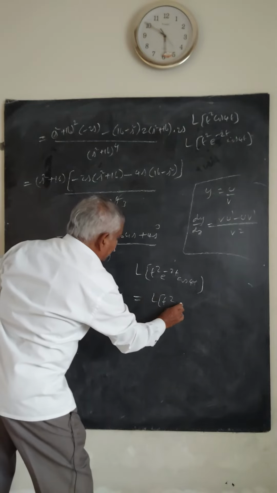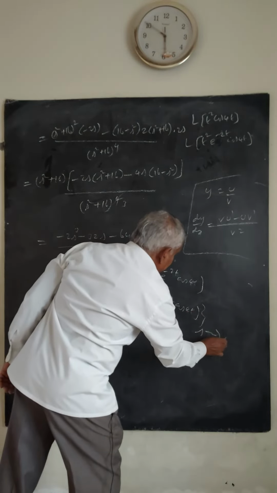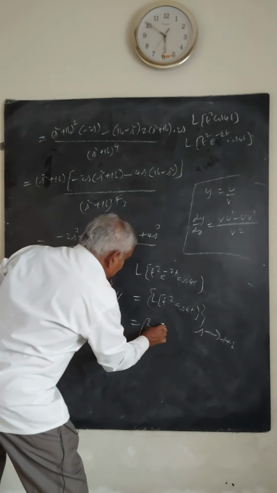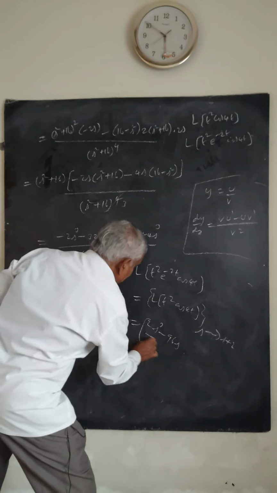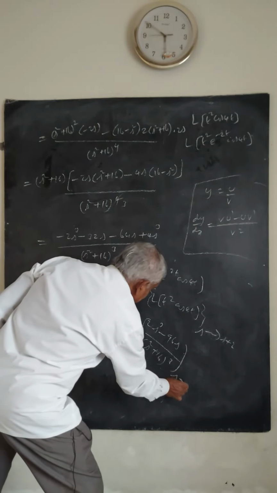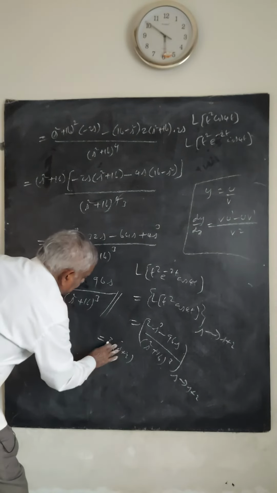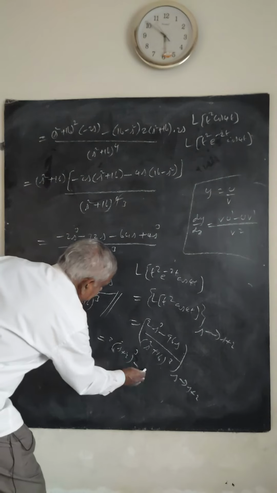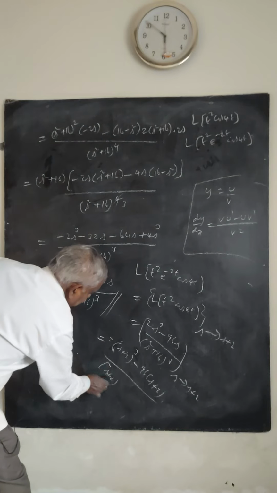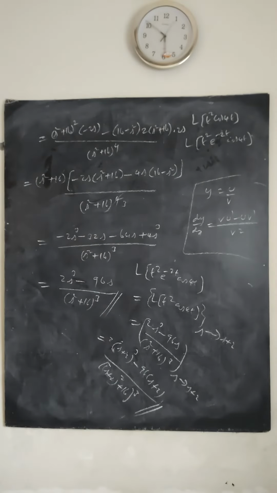L of t square cos 4t, change into s plus 2. L of t square cos 4t is this result: 2s cubed minus 96s divided by s square plus 16 whole cubed. S changed into s plus 2: 2 into s plus 2 whole cubed minus 96 into s plus 2, divided by s plus 2 whole square plus 16 whole cubed is the answer.